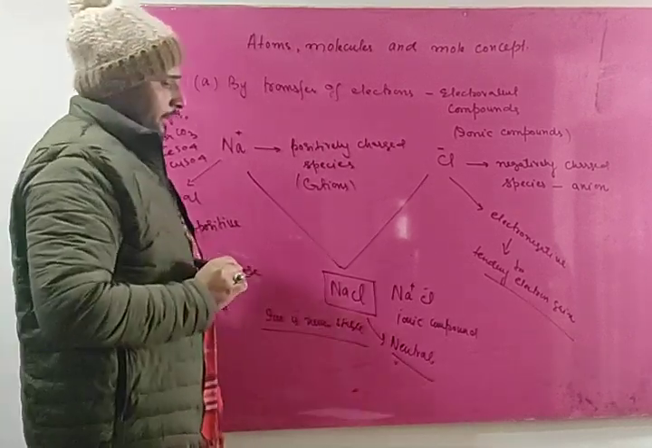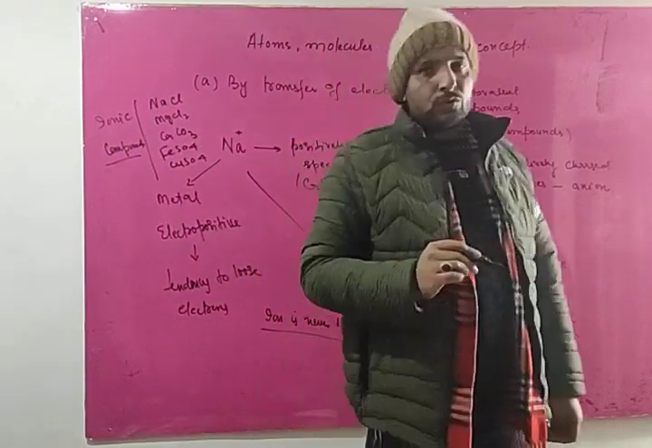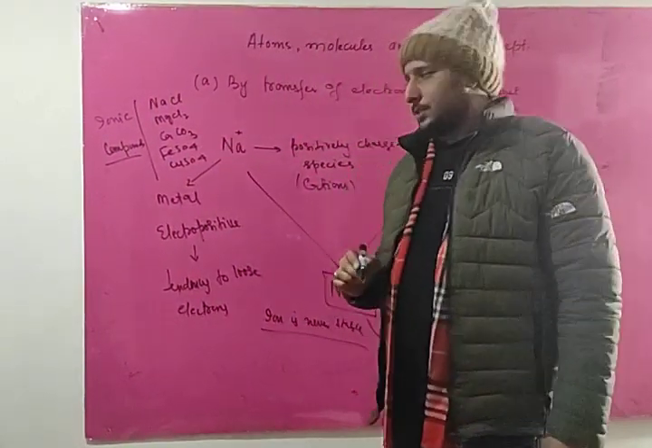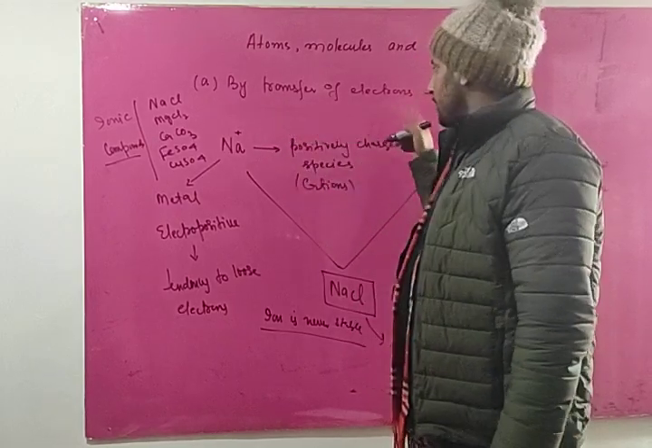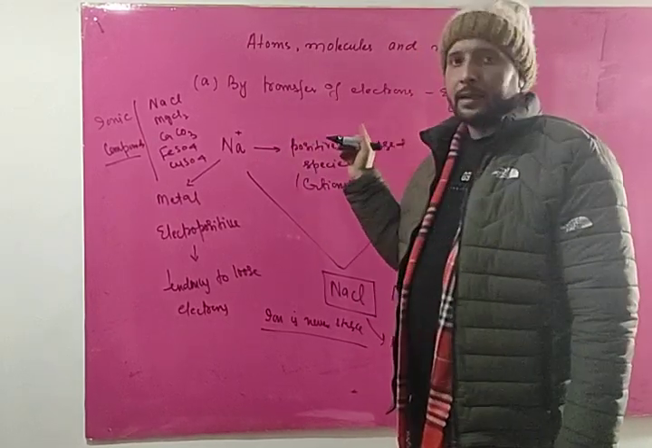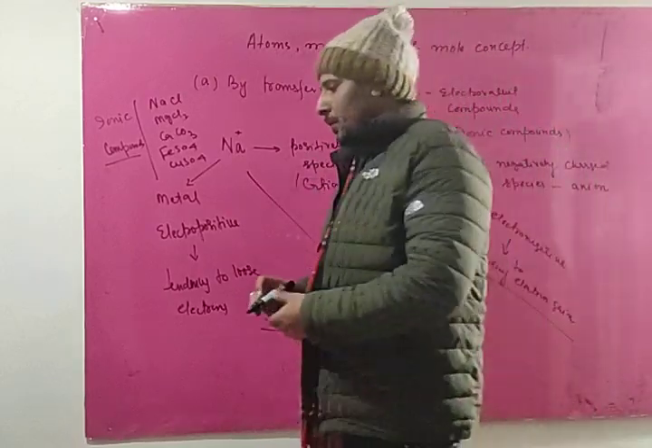This is one way to form the stable species. This is one way to form the compounds. और ये compounds कैसे बनते हैं? By transfer of electrons, और इनको हम कहते हैं ionic compounds. Right?